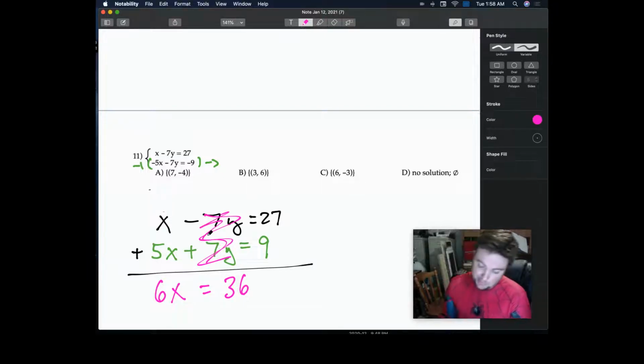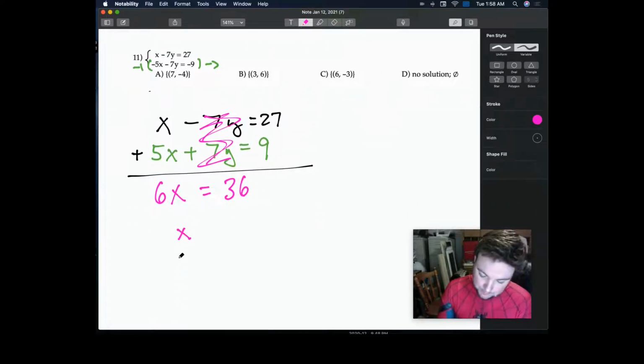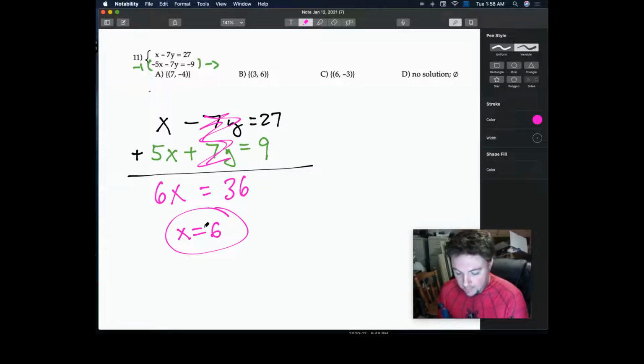So you can see that the purpose of doing that was to cancel out the 7y's. They go away. You just got this simple equation. 6 times what is 36? 6 times 6 is 36. Okay. How do you finish it off?